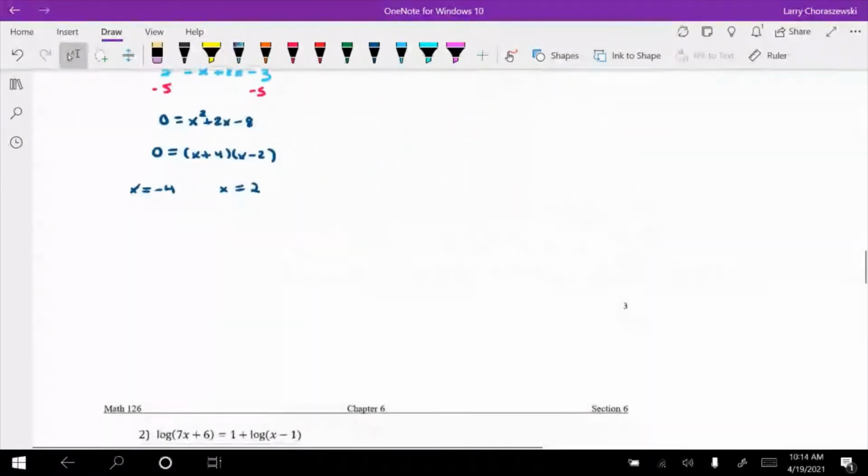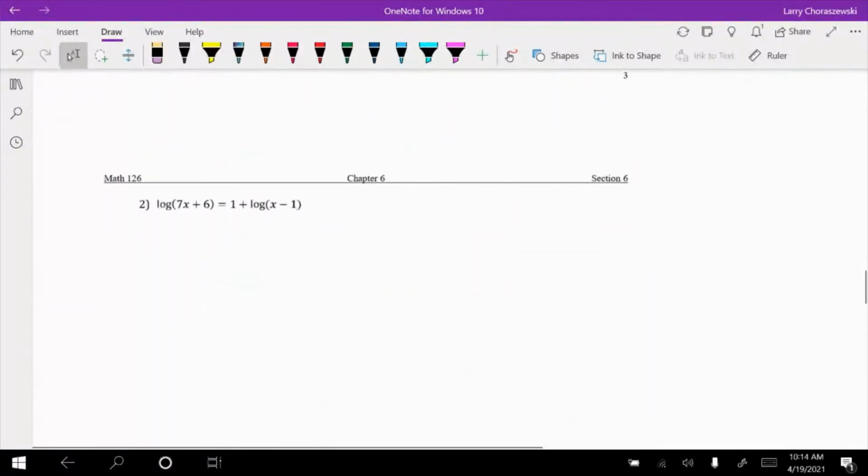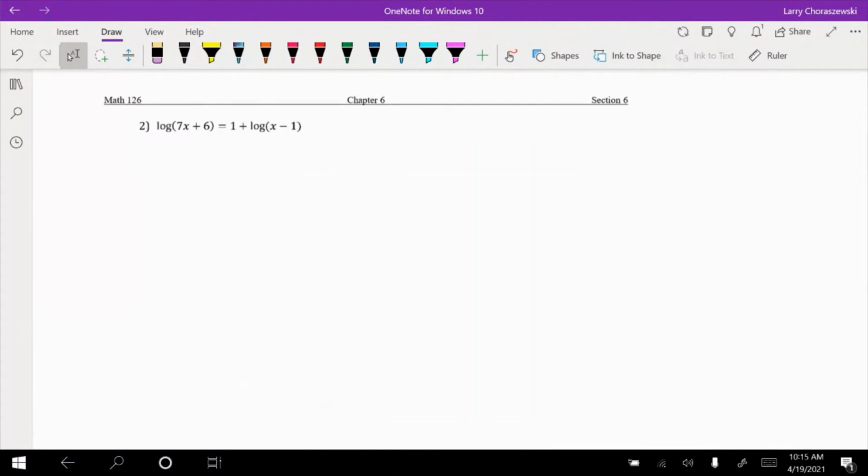Well, let's move on to problem 2. Another equation with multiple logs. We have a common log, so log base 10 of 7x plus 6 equaling 1 plus another log base 10, this time with the expression x minus 1. How do you think we should start this out?